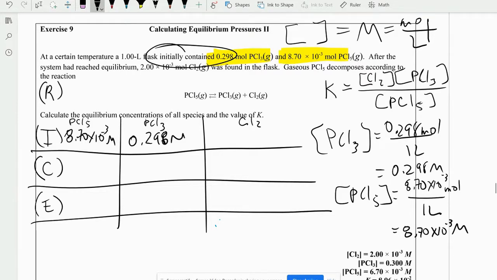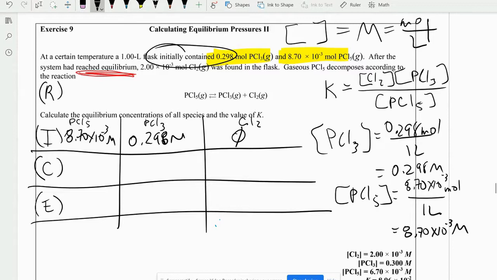Did they give us the initial concentration of chlorine? I keep reading the problem, and in the second sentence, they say that the system reached equilibrium, and oh my gosh, we had 2.00 times 10 to the minus 3 moles of chlorine gas. You guys, is that an initial concentration? No, it is the concentration after equilibrium has been reached. We'll come back and see where we're going to plug that value in. But right now, they did not give us the initial concentration of chlorine gas. So therefore, you're just going to put a 0 there.